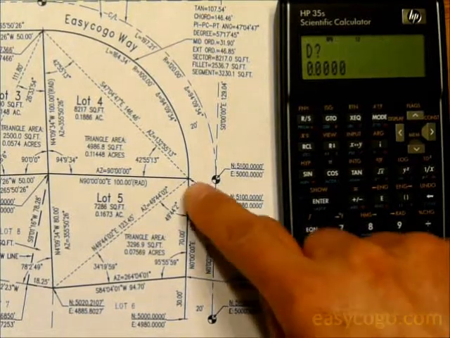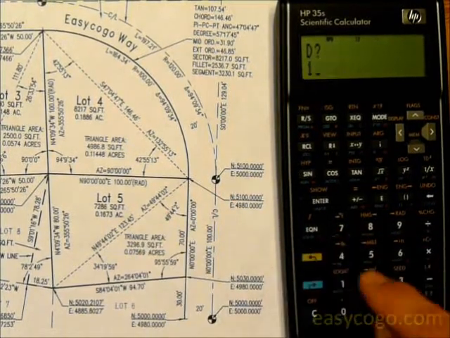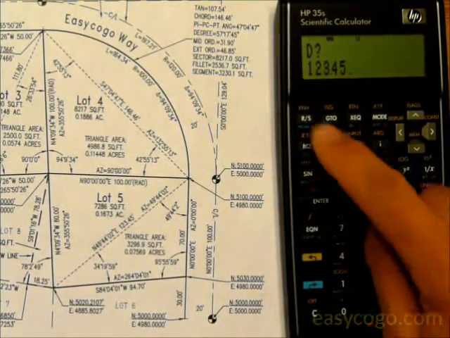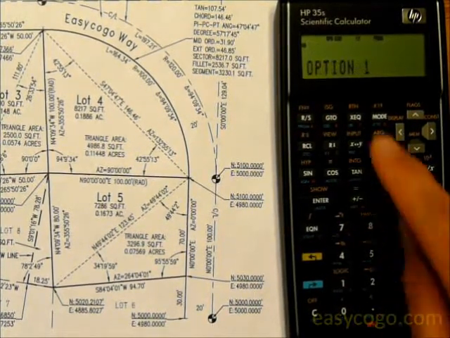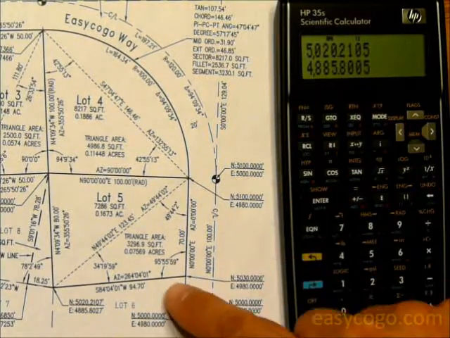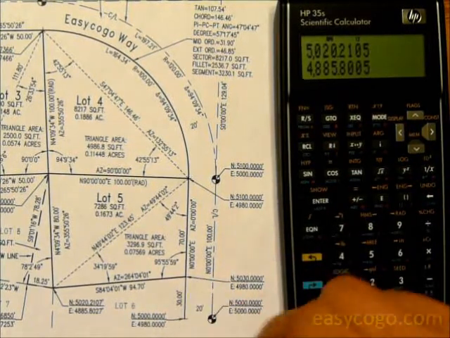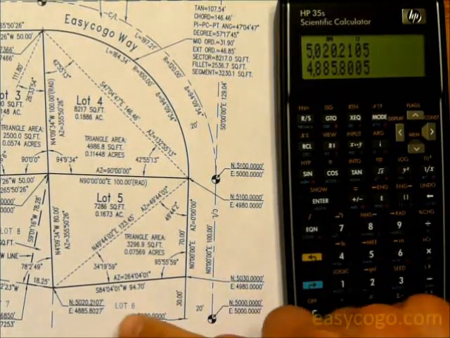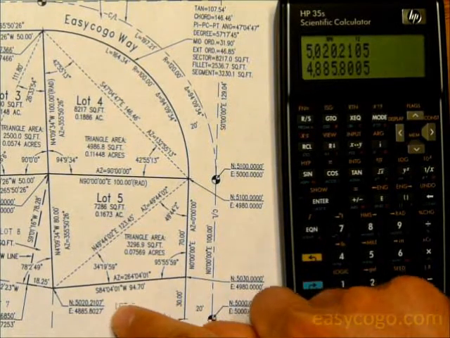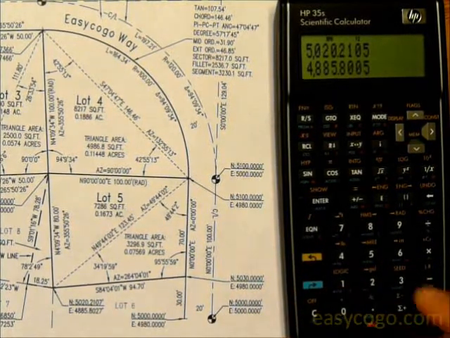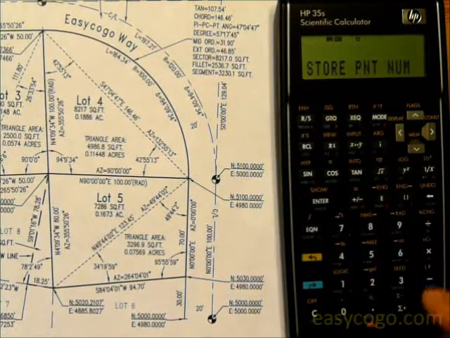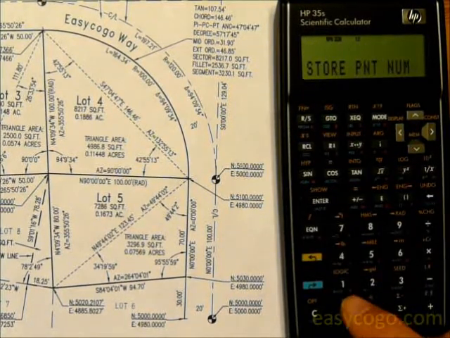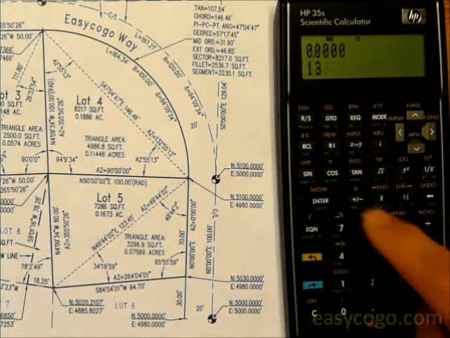Now the distance to the intersection we want is 123.45 feet. Press RS, and it will show us the intersection. And for this particular type of intersection, there are two options. And so, for example, we know this first one matches, but if we didn't know, we could say, okay, that's nice, press RS, store point. We will store that as point number 13.